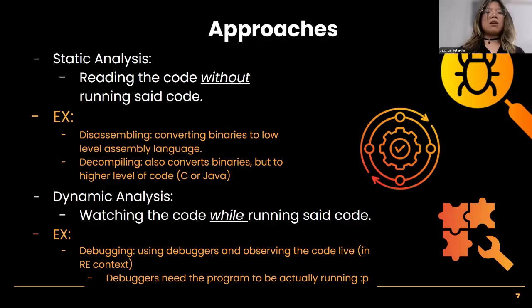So disassembling is converting binaries to low-level assembly language. I've noticed that it's rather accurate, like one-to-one, because it's from binaries to a lower level language. But then there's also decompiling, where you also convert binaries, but it's more of a higher level code, so like C or Java. There's also dynamic analysis, where you watch the code while running said code.